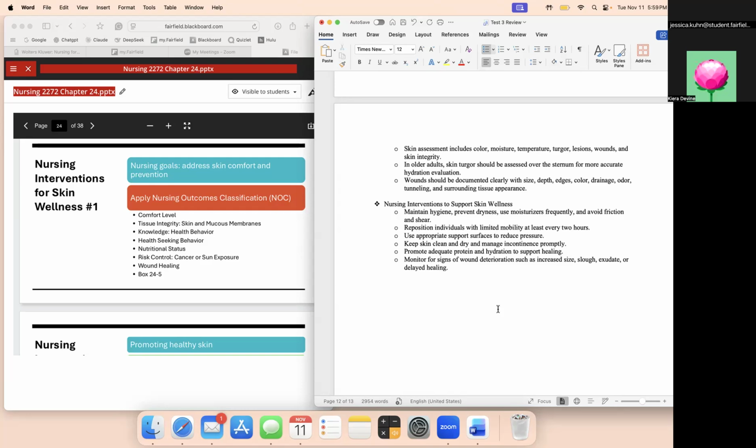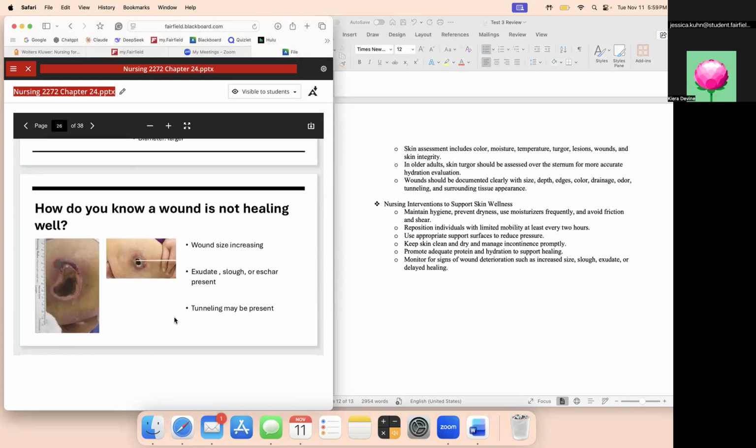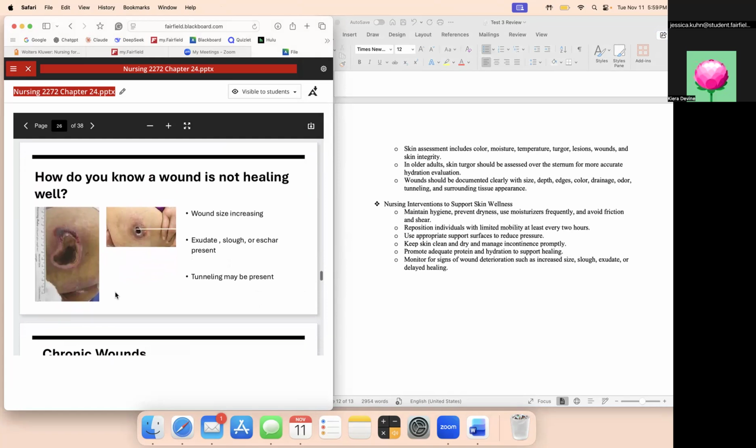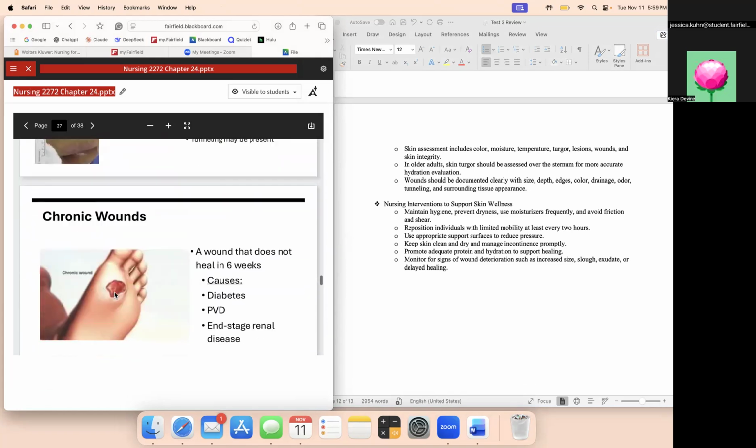Make sure to keep the skin clean and dry, manage incontinence properly and promptly, and promote adequate protein and hydration to support healing. Monitor for signs of wound deterioration, such as increased size, slough, exudate, or delayed healing. There are examples of how to know it's not healing well. These are pictures of what exudate, slough, or eschar looks like. Tunneling is a sign that it's not healing well.